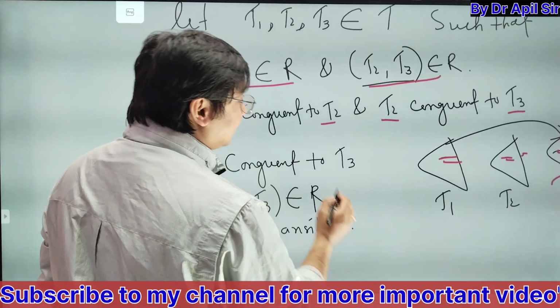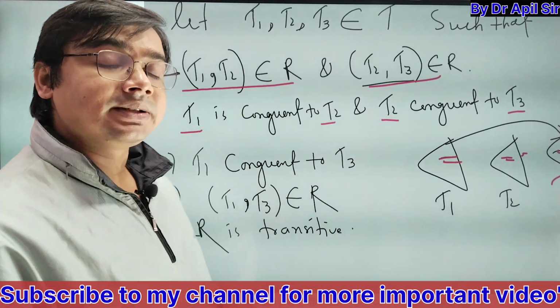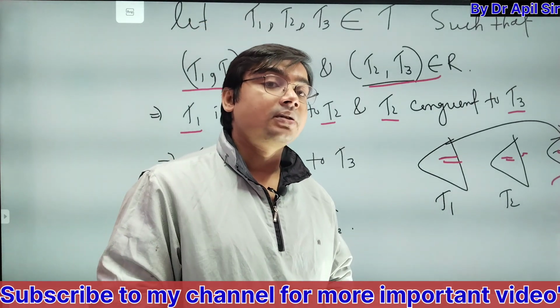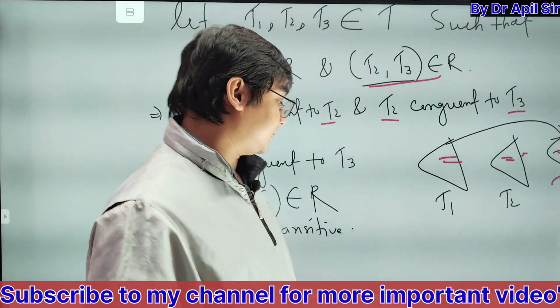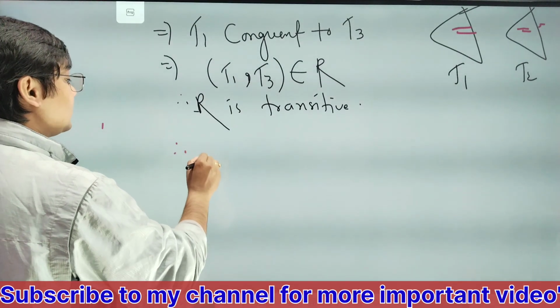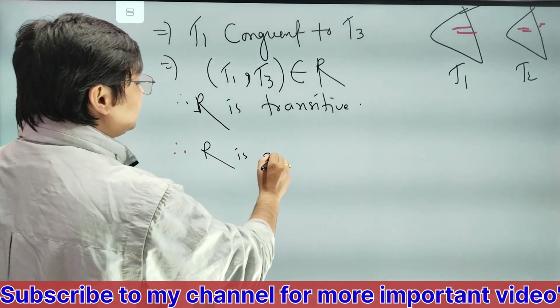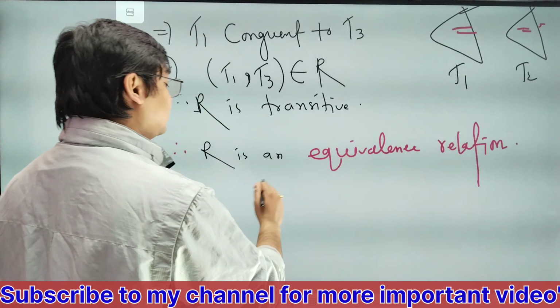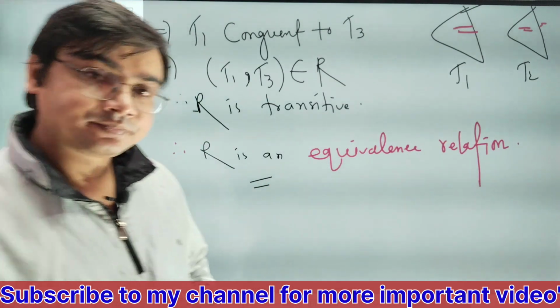Now you see that the relation R is reflexive here, symmetric here, as well as transitive. That means the relation R is an equivalence relation. Yes, so this is the result. Okay, thank you.